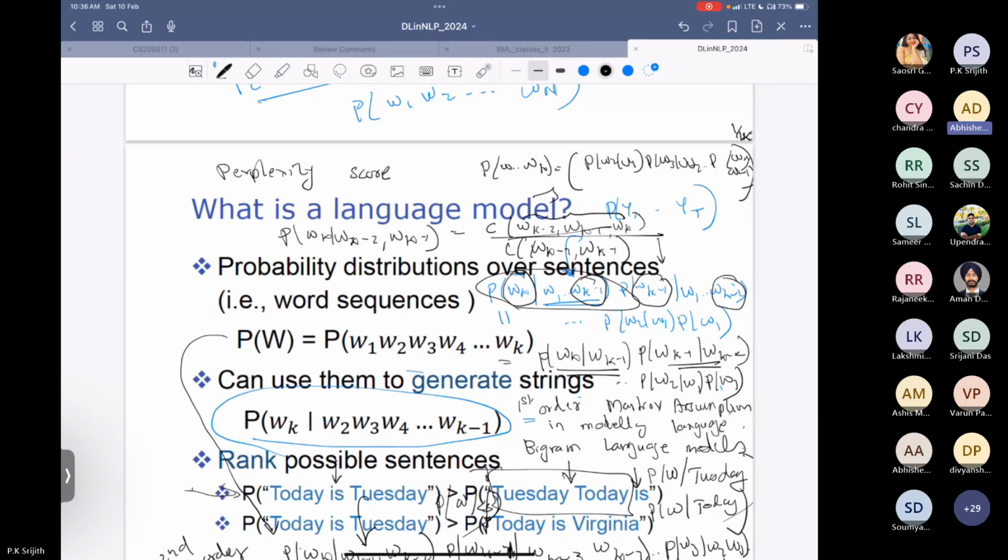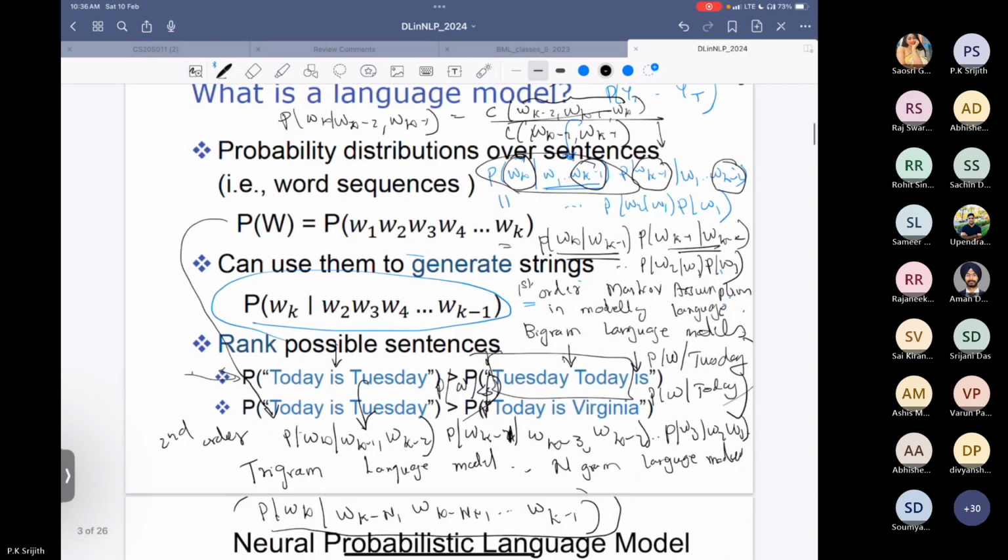Okay. Yeah, if you consider bigram or trigram, then it is, yes. Yeah, it's clear for me, sir. Thank you. Sure.